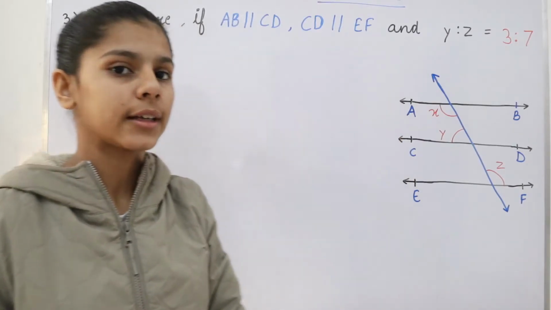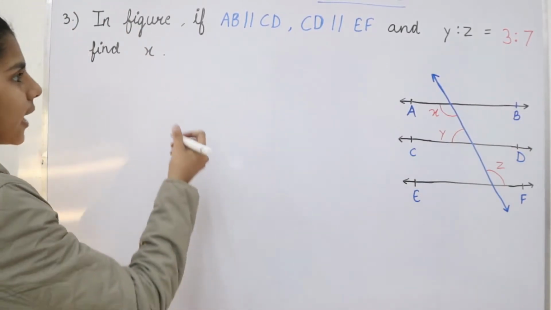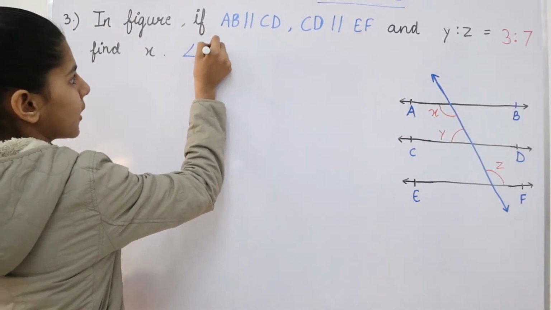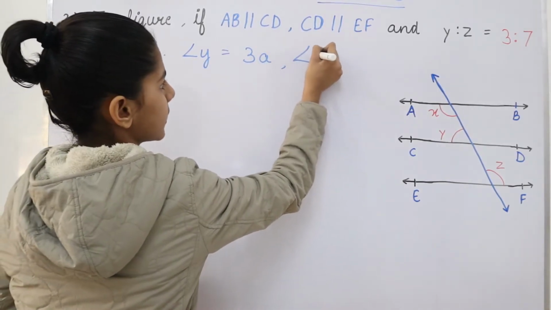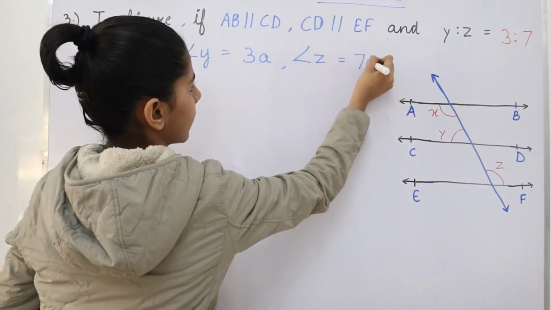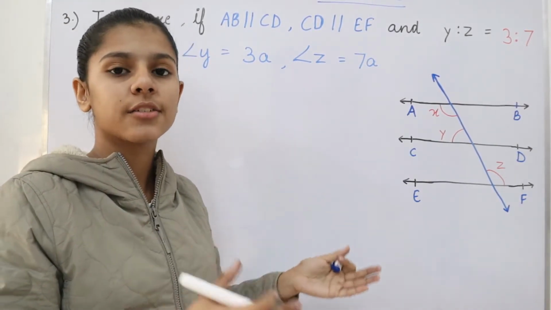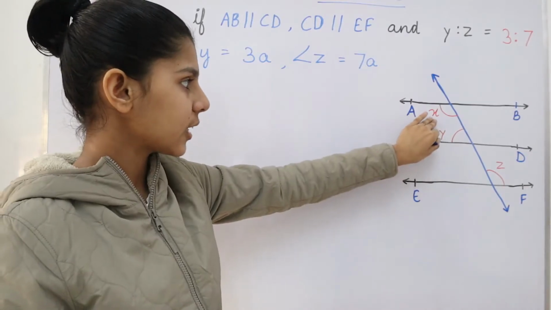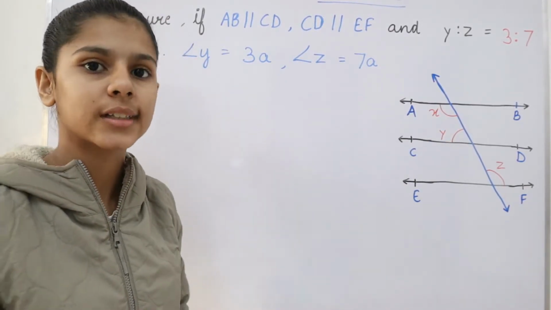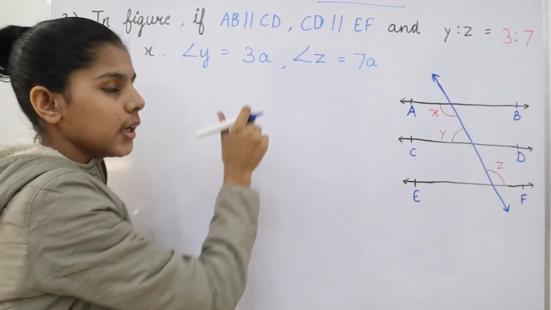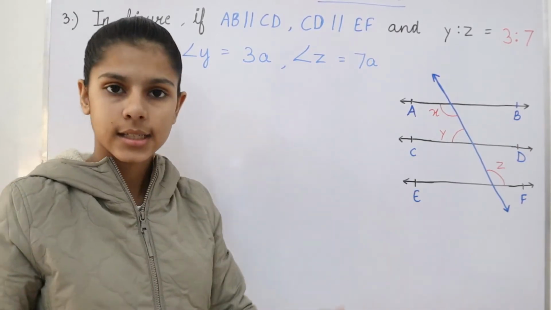So how are we going to find it? We will start with angle Y and angle Z. As they are given in the ratio, angle Y will be equal to 3A and angle Z will be equal to 7A. Why have I used the variable A here? Why am I not using the variable X? Because there is already an angle named X. So that you will not get confused, I am using the variable A in place of X. So angle Y is 3A, angle Z is 7A.